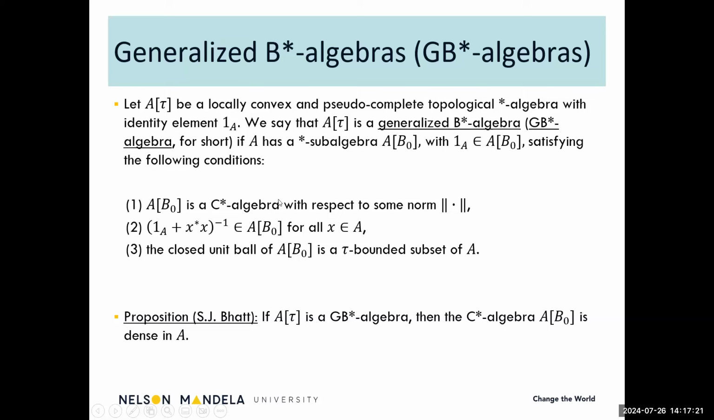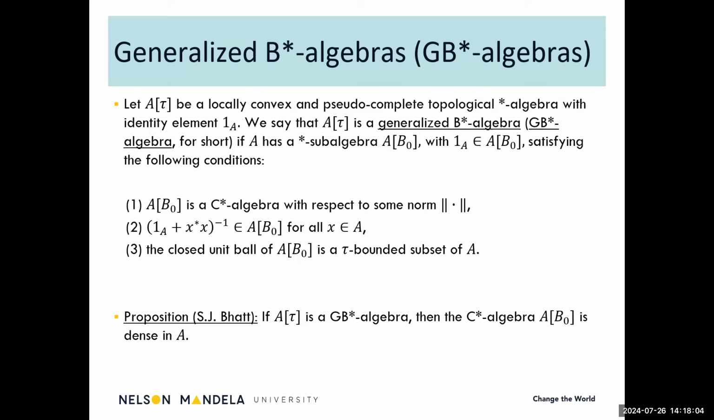Lastly, there's a proposition by Butt that if A is a GB star algebra, then necessarily A_B0 is actually dense in A with respect to the given topology tau. So it's a dense subset. One can think of a GB star algebra as taking a C star algebra and just making it bigger by chucking in, if I can call it that, unbounded elements, which actually turn out to be unbounded operators on a Hilbert space. And I will say something about that shortly. That's how you can think of it in a nutshell.